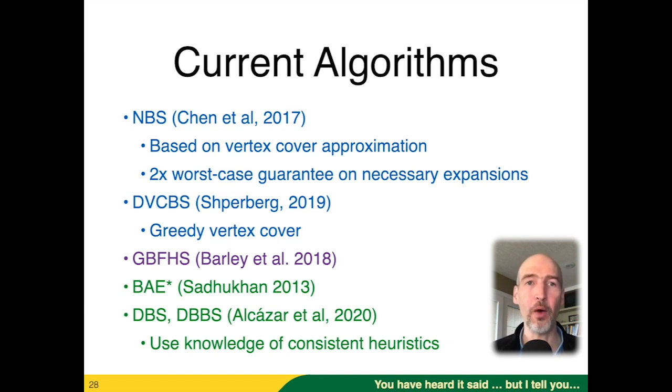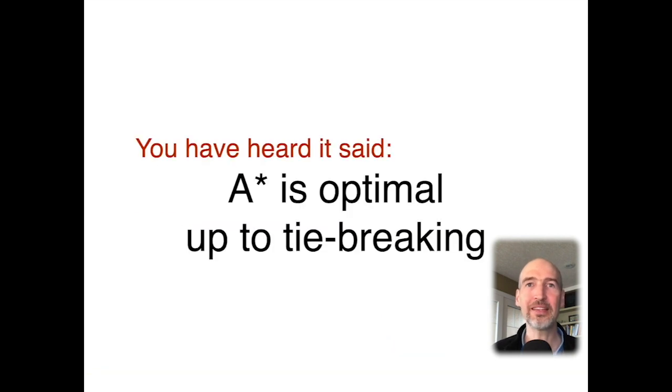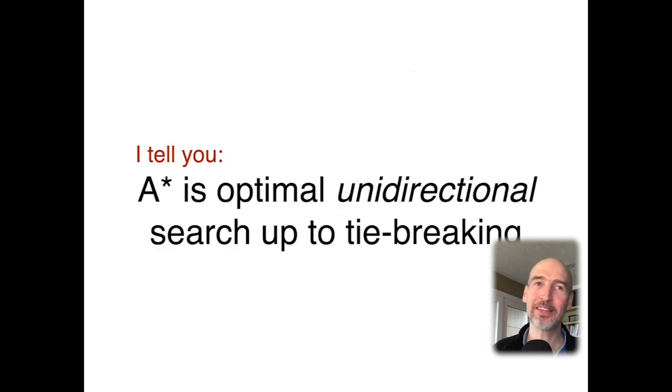And so what we see, if we look at all these algorithms, is that there's been a huge advance in the understanding of bidirectional search. You've heard it said, A star is optimal up to tie-breaking. And tie-breaking is usually the caveat that we give there. But I want to tell you, the actual caveat we really want to have is that it's an optimal unidirectional search algorithm up to tie-breaking. That is, we need to be thinking about the bidirectional case.